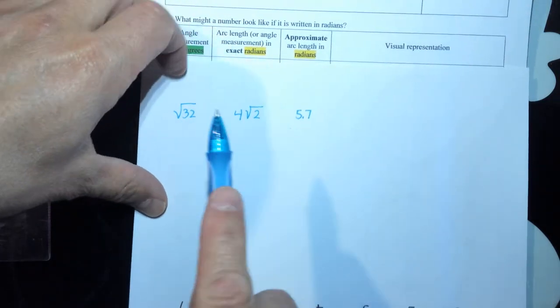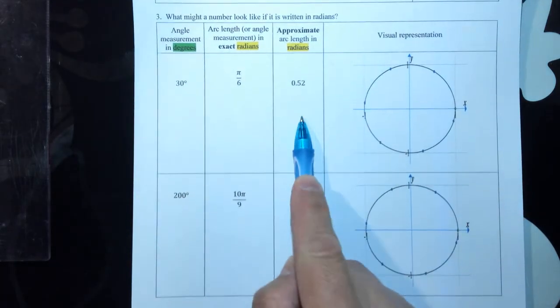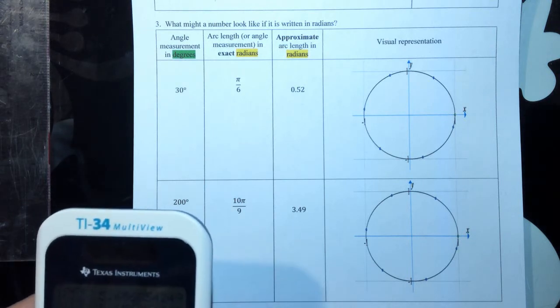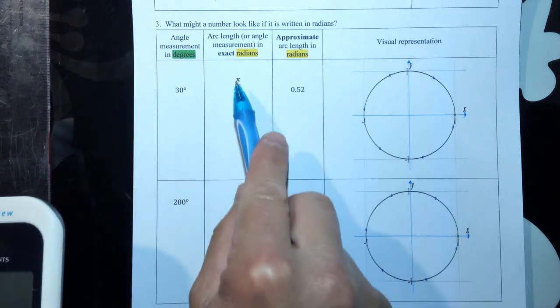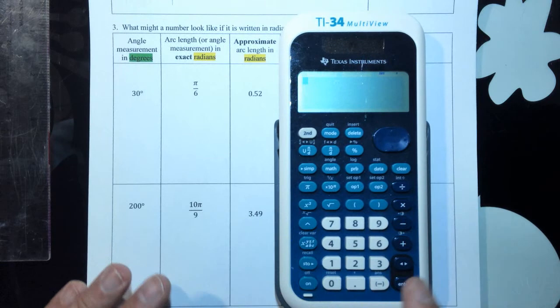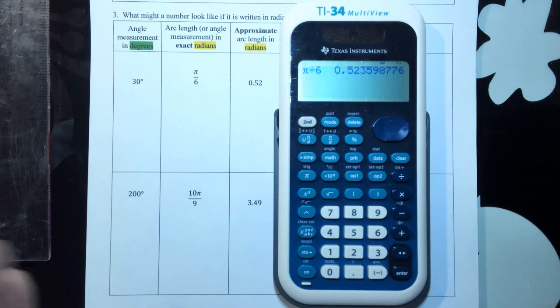Very similar. You have an exact answer and an approximate answer. Exact answer, approximate answer. Okay. Let me just show you real quick that this divided by 6 does equal 0.52, or approximately 0.52. This calculator happens to have a pi button. 0.52. Yeah.